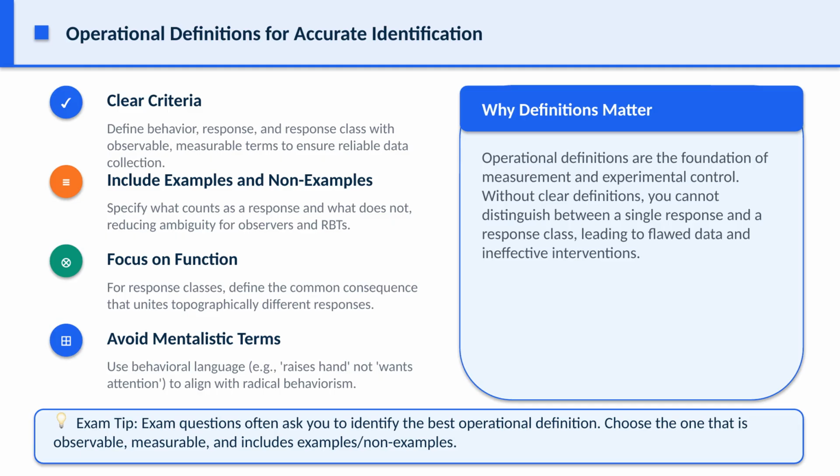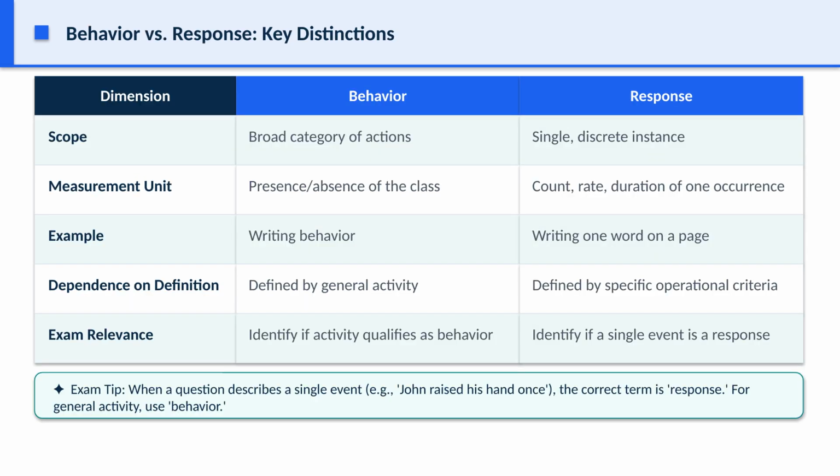Finally, test your definition by having two independent observers apply it. If they agree on whether a response occurred, inter-observer agreement is strong. On the BCBA exam, expect questions asking you to identify or correct flawed operational definitions, so practice writing clear, function-based, and testable descriptions. On this slide, we're clarifying a foundational distinction you'll need for the BCBA exam: behavior versus response.